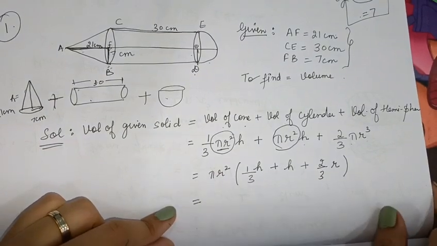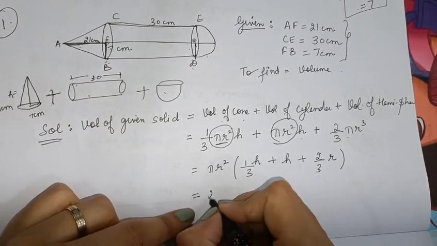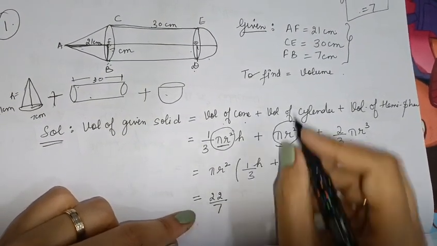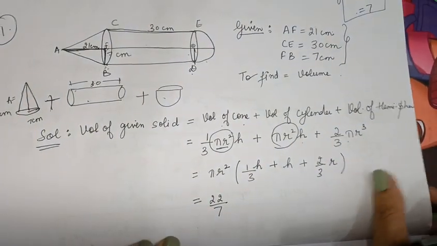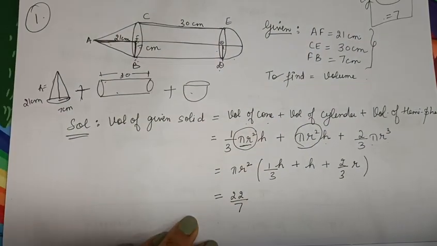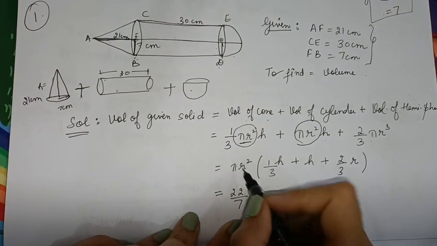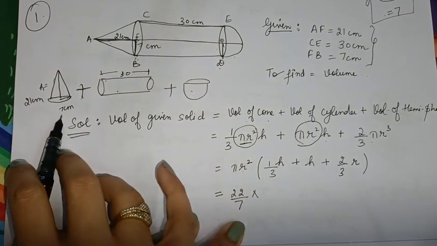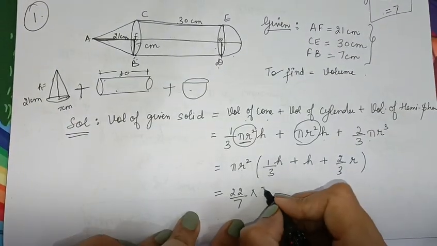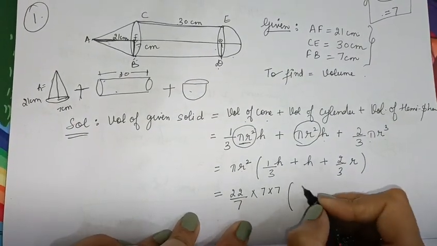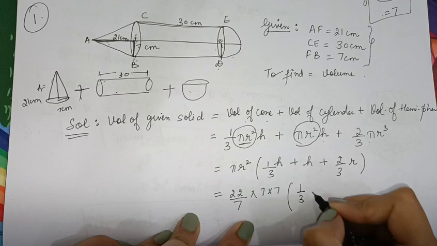Now let's substitute the values. Pi's value is 22 by 7, so in this question nothing is mentioned, that means we have to use this value of pi, 22 by 7, into r square. R's value is 7. So 7 square means 7 into 7, 1 by 3 into h.